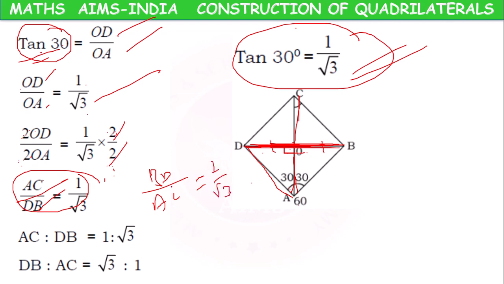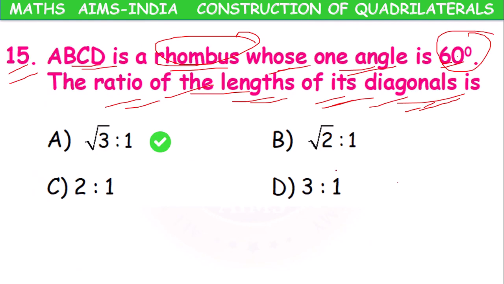So the diagonals are in the ratio 1 is to root 3, or root 3 is to 1. Which diagonal first, they have not mentioned. They have just asked the diagonals ratio. We can write root 3 is to 1. If there is an option 1 is to root 3, that also might be the correct answer.